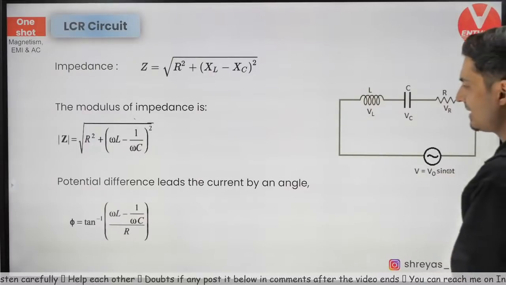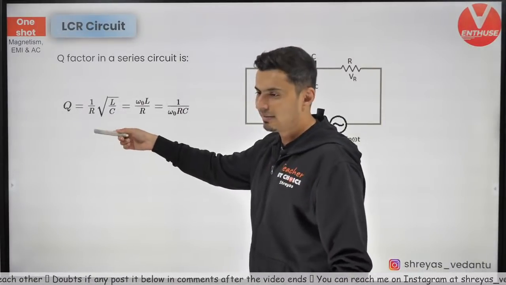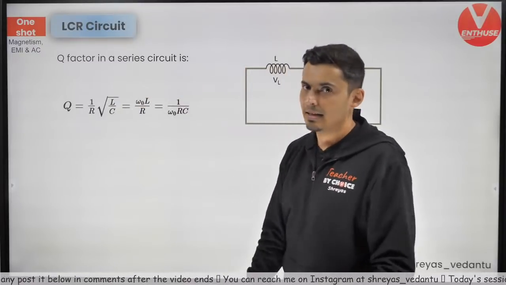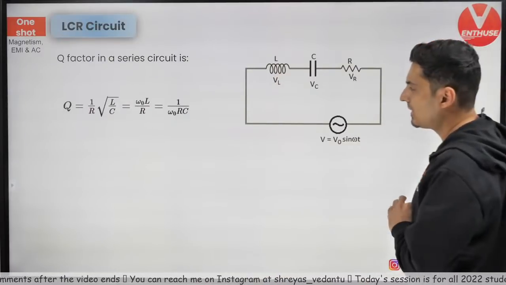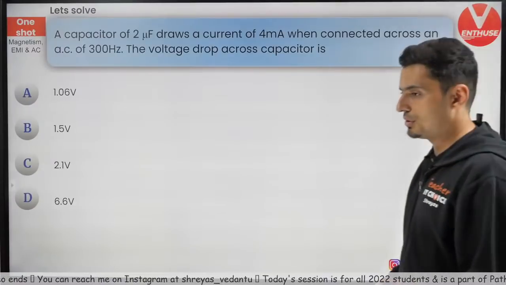Yes, all these things are there over here, and you should also remember this simple formula. Quality factor could be there. Okay, 1 by R root over L by C. That's the quality factor formula for LCR circuit. If they ask you a question, just directly use this formula. Cool. Let's solve some questions. Ready?